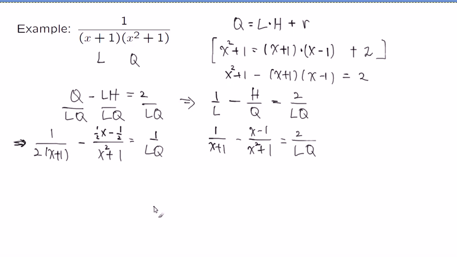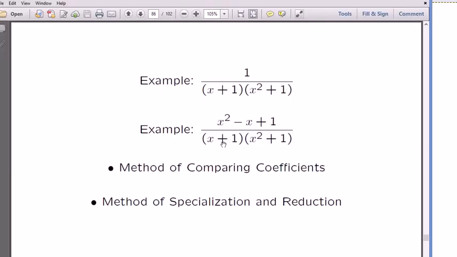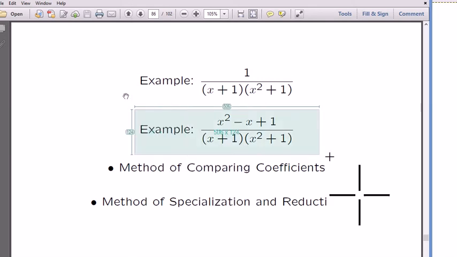Any question about this method? Whenever there's L and Q involved, consider this one, and so something nice falls out of that. Make sense? So here's a reduction. We have the same denominator there, right? Same denominator. Numerator is a little bit more complicated.